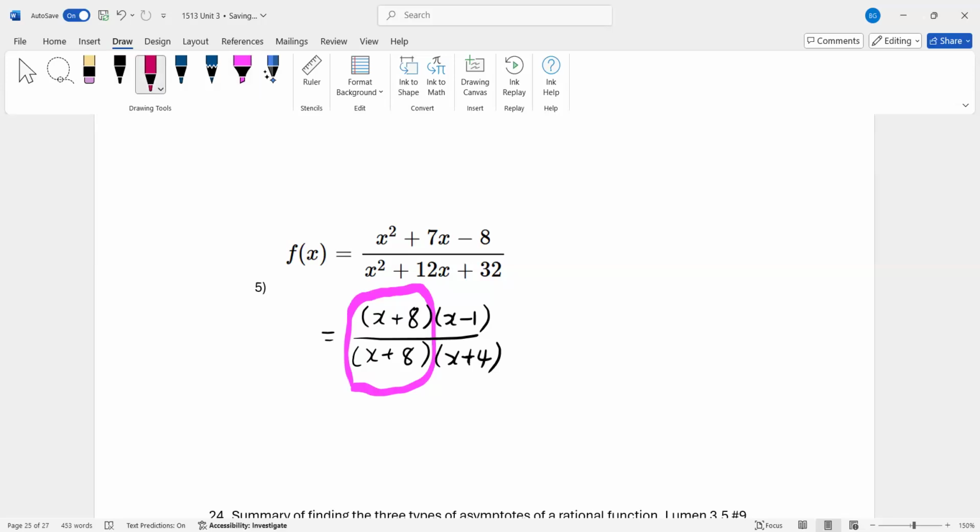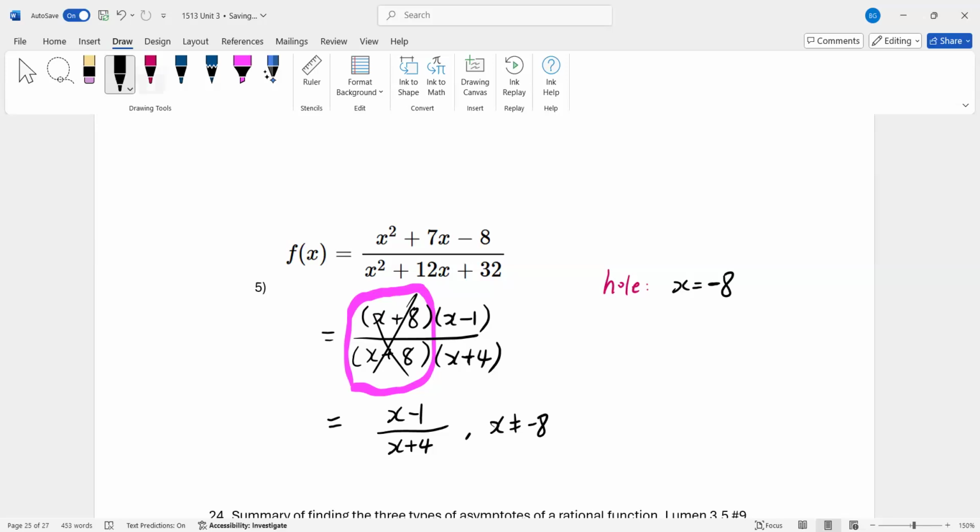That means this rational function as a whole has a hole at x equals negative 8. And the vertical asymptote. So after you identify the hole, you can get rid of this part. So for the vertical asymptote and the horizontal asymptote, you only need to look at this part. Okay, if you want to be more precise, you have to write x cannot be negative 8. Just a very strict detail.